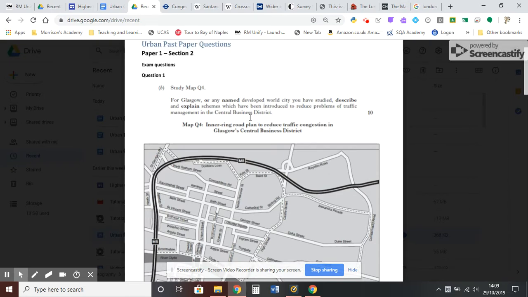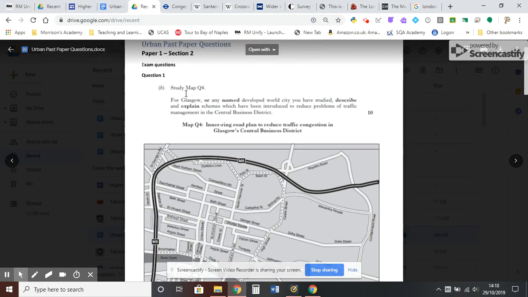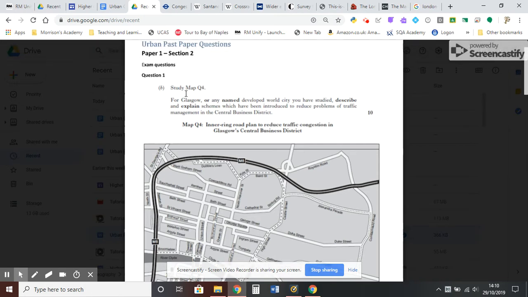Now, in this case, there's no requirement to evaluate, but I will deal with evaluating at the end of this answer to give you some pointers on how you might evaluate this. Okay, so the first thing you've got to establish is you might get a question before here worth maybe 6 marks or so, which asks you to describe the problems related to traffic.